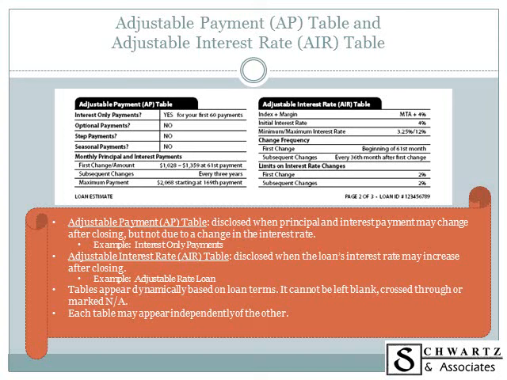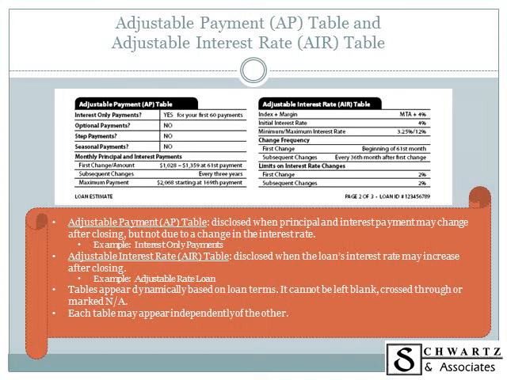The adjustable payment table is disclosed when the principal and interest payment may change after closing, but not due to a change in the interest rate. An example is when a loan has interest-only payments. The adjustable interest rate table is disclosed when the loan's interest rate may increase after closing. An example is an adjustable rate loan. Each table may appear independently of one another, depending on the particular loan's features.